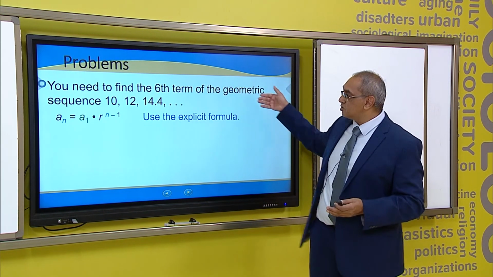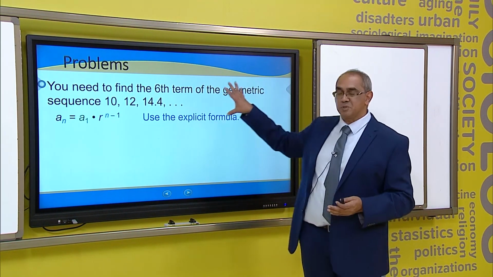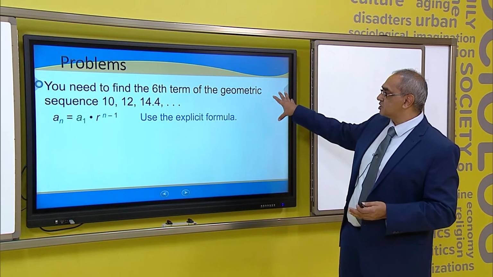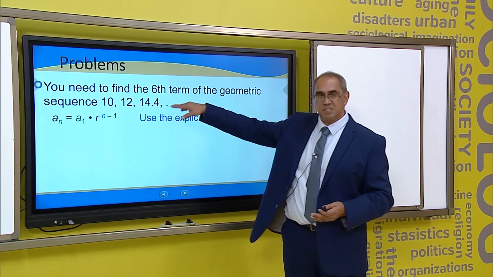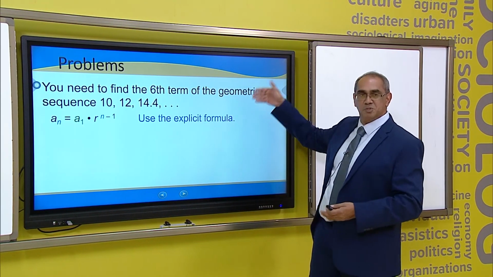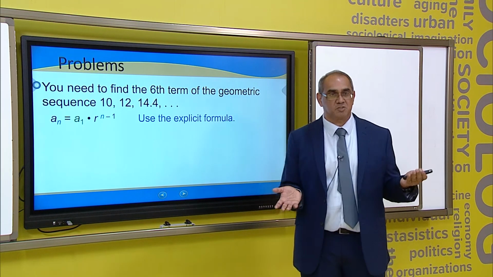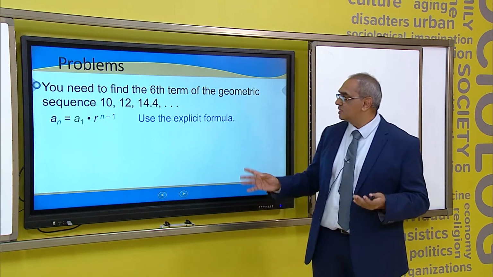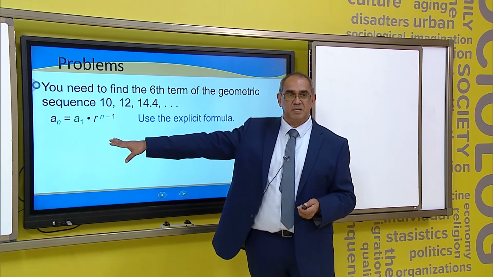Or, and there's nothing wrong with that. By the way, if they ask you a question like this in an exam and they say, what is the 6th term? You can do that. You just multiply the next term by 1.2, 1.2, 1.2, and you've got your 6 terms. They can't tell you that is wrong. That is entirely acceptable. But you can use the formula as well.